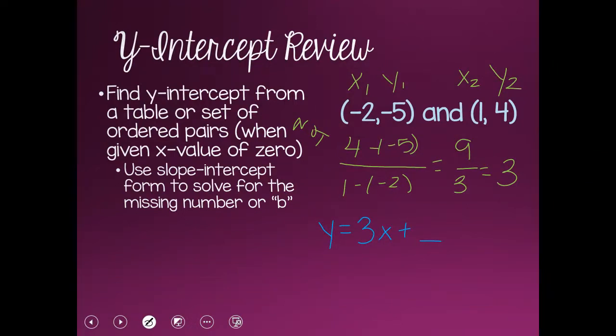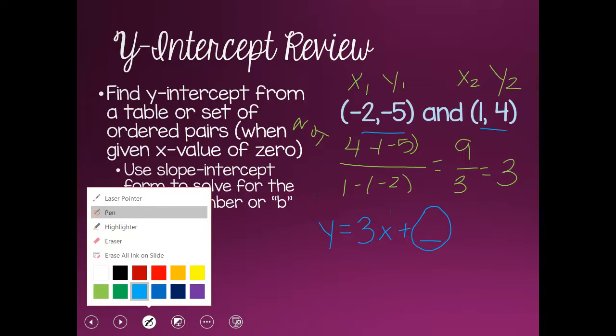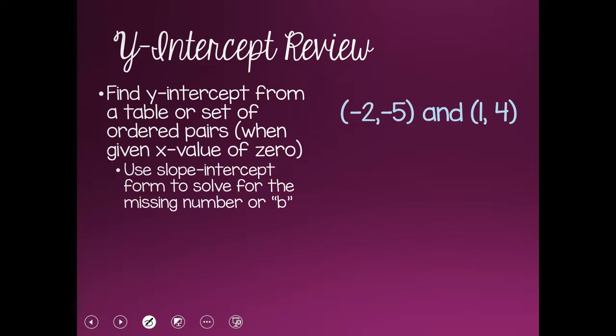So what we have to do is choose one of our ordered pairs up here and plug it in for the y value and the x value in our equation to find this missing number. So I'm going to erase the ink on my slide just so that I can have more room. I'm going to choose 1 and 4 because 1 and 4 are easier numbers to deal with. So I know that 1 is my x value and 4 is my y value. So I'm going to do 4 equals 3 times 1 plus b.